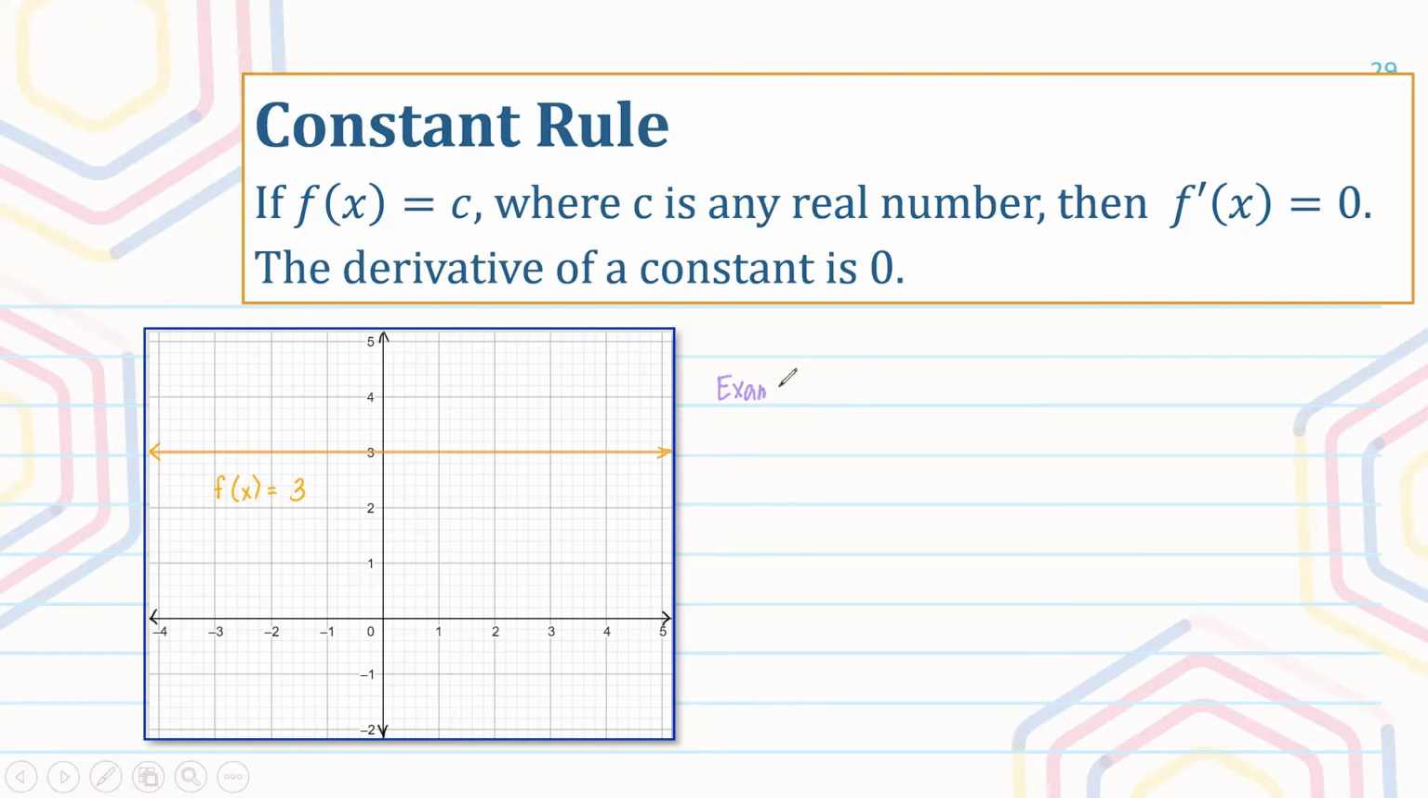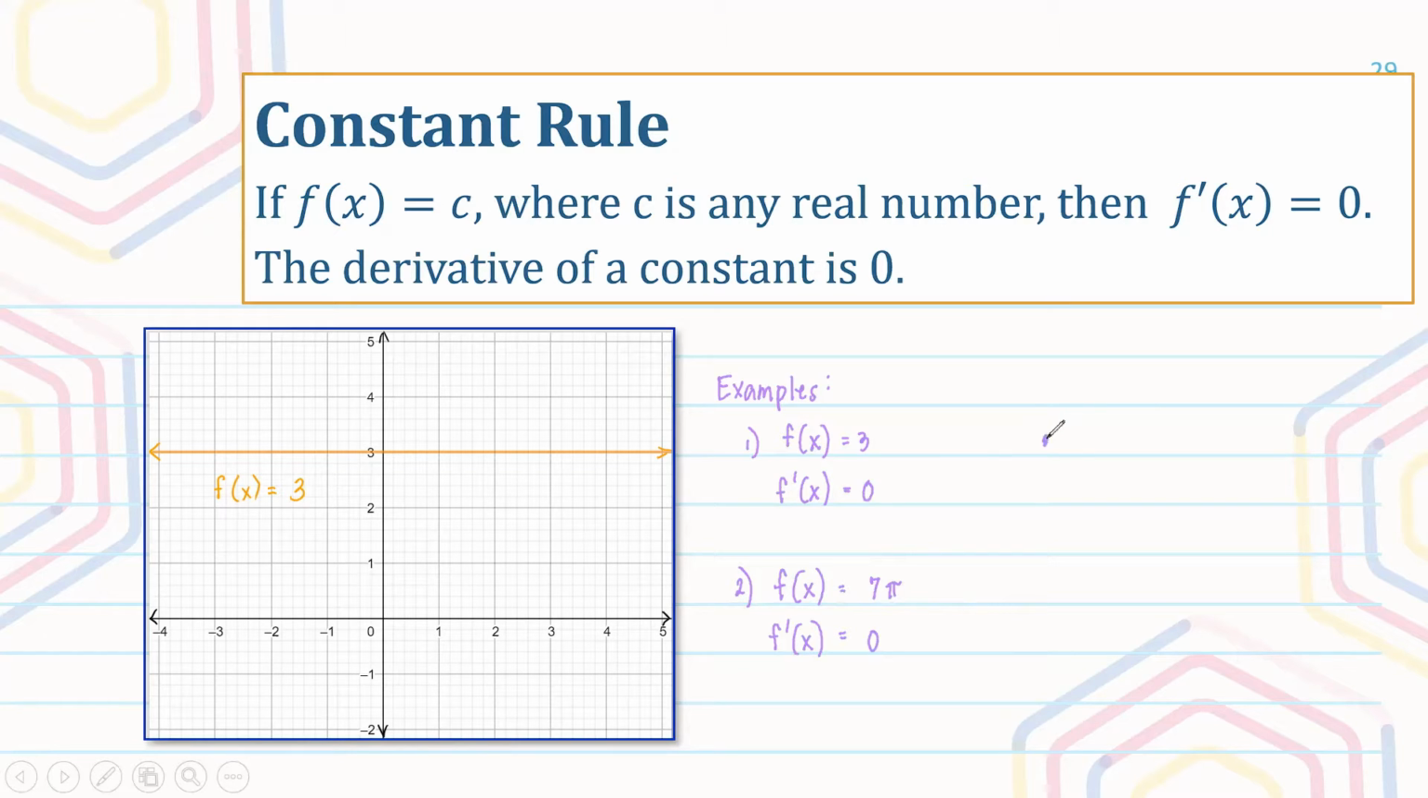For example, find the derivative of f of x equals 3. So the derivative of f of x equals 3, or f prime of x, is equal to 0. Next, find the derivative of f of x is equal to 7 pi. So 7 pi is a constant. So f prime of x is equal to 0.